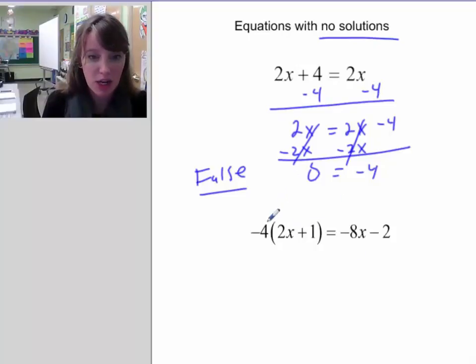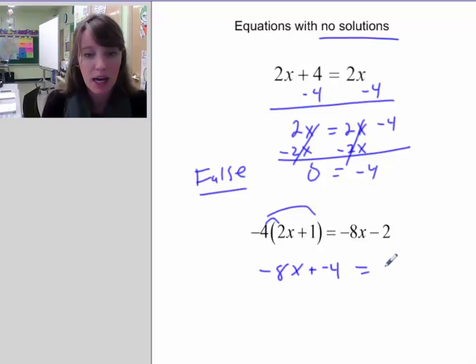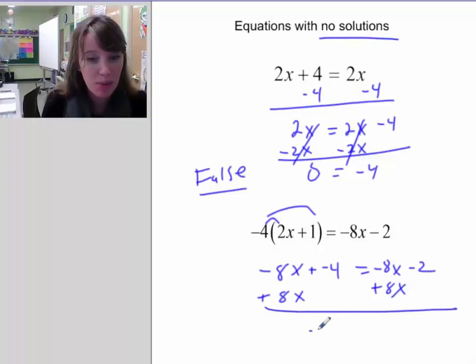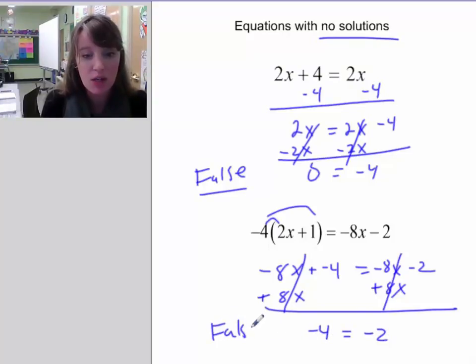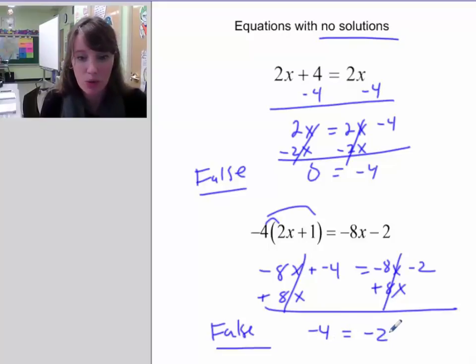Again, if I tried to start solving this one, I could say this is negative 8x plus negative 4, and the right-hand side is negative 8x minus 2. If I added 8x to both sides, these would cancel and these would cancel, and I'd come up with the statement that negative 4 is equal to negative 2, and again, that's false. So one integer can't equal the other integer.